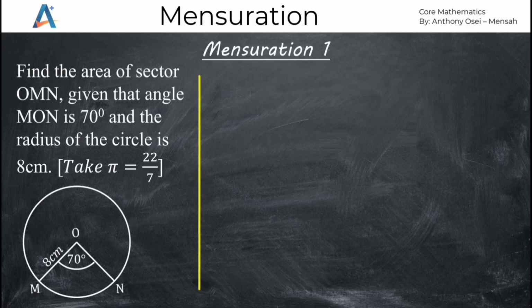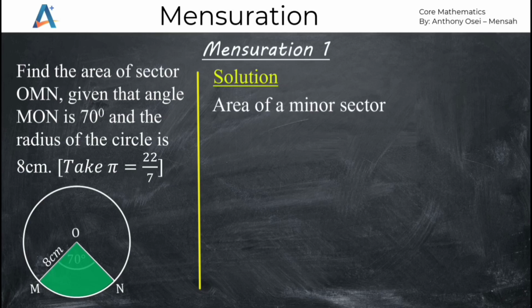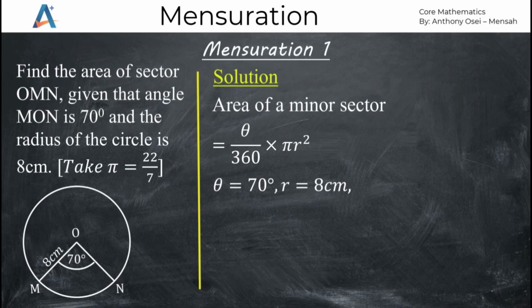To solve this question, we need to get what they want from us. We have been asked to find the area of the sector. Now this is the sector in the diagram, the sector OMN. And this sector is a minor sector, so we are finding area of a minor sector. So if we are getting the area of a minor sector, then the formula is theta over 360 times pi r squared. The minor angle theta has been given as 70 degrees. Our r has been given as 8 centimeters for radius. And then pi has been given as 22 over 7.